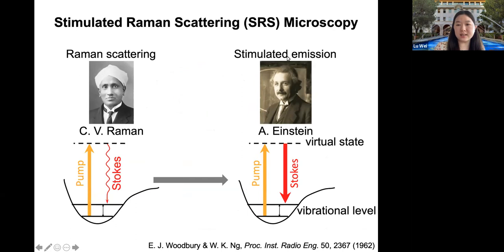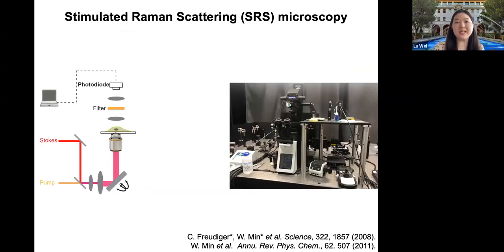This utilizes the Einstein stimulated emission principle that could facilitate the relatively weak Raman transition by about 8 orders of magnitude through supplying an additional laser for the stimulated emission process. While this phenomenon was discovered back in 1962, its implementation as a biomedical microscopy technique only came around 2008.